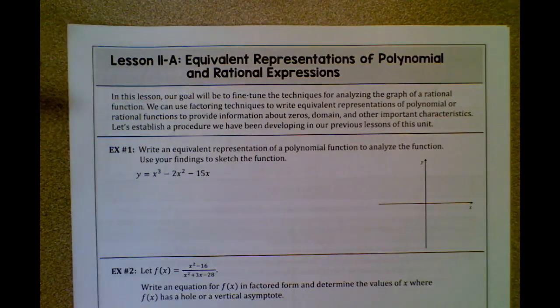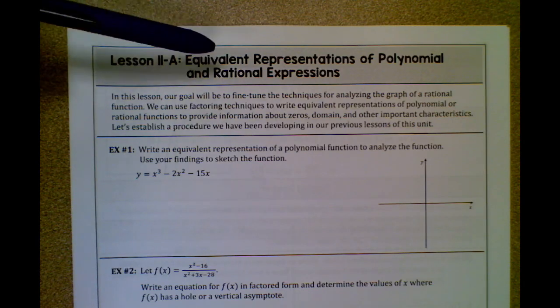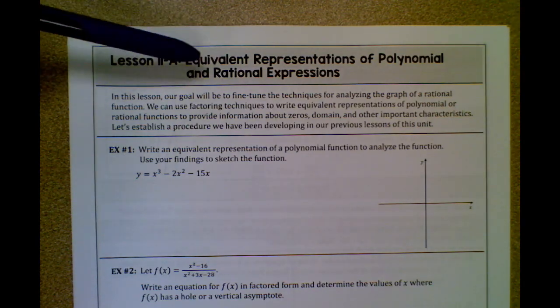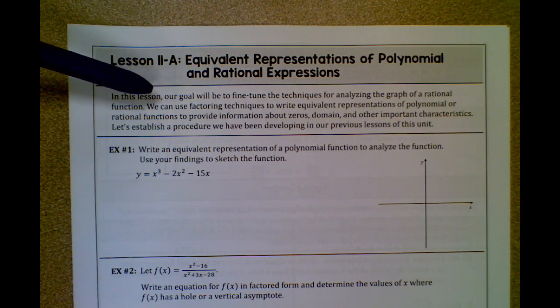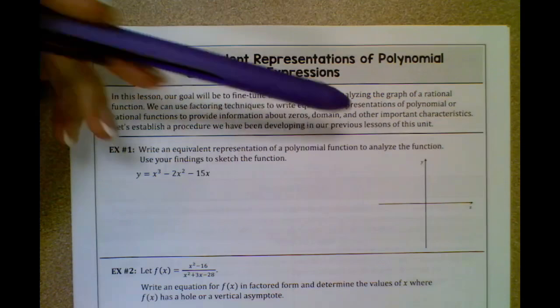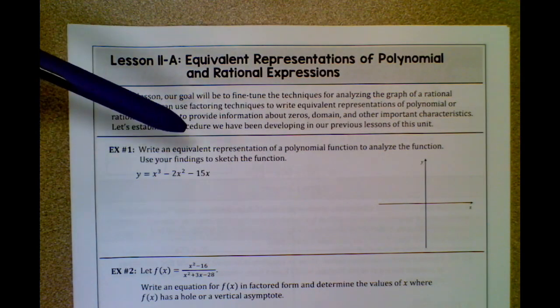All right, guys. So we are starting lesson 1.11, which is equivalent representations of polynomial and rational expressions. So in this lesson, our goal will be to fine-tune the techniques for analyzing the graph of a rational function. We can use factoring techniques to write equivalent representations of polynomial or rational functions to provide information about zeros, domain, and other important characteristics. Let's establish a procedure we have been developing in our previous lessons of this unit.